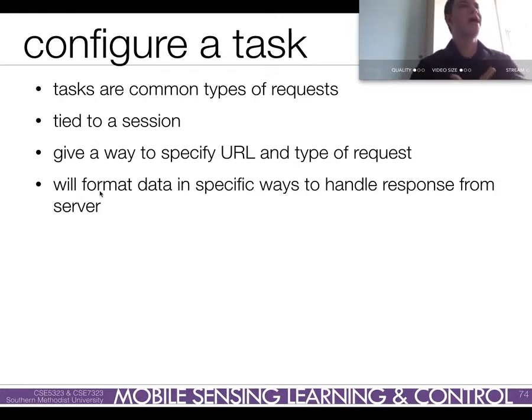When you set up these tasks, a task will format the data in a specific way to handle a response from the server. So the response is going to come back from the server, and it is going to format the data that comes back and give it a specific format, right? That's probably a little unclear. It'll be more clear in the example. Essentially, if you want it to come back as NSData, it'll come back as NSData, and everything will be cast for you.